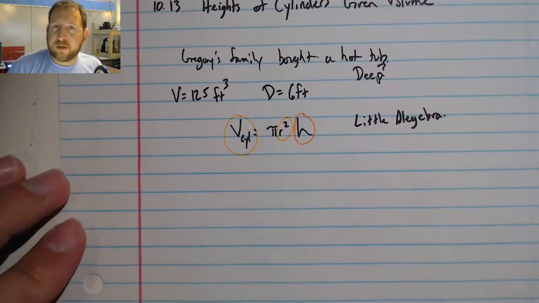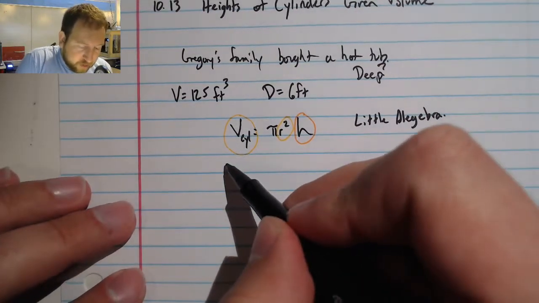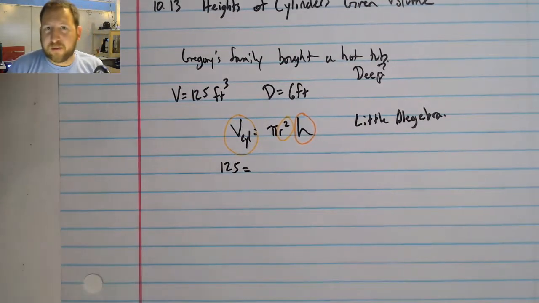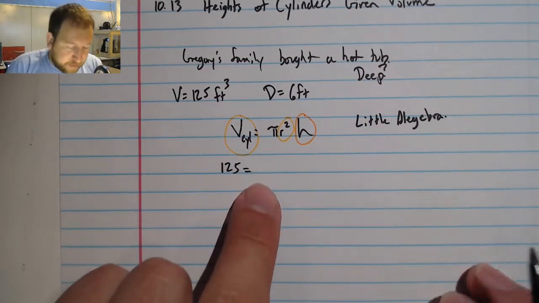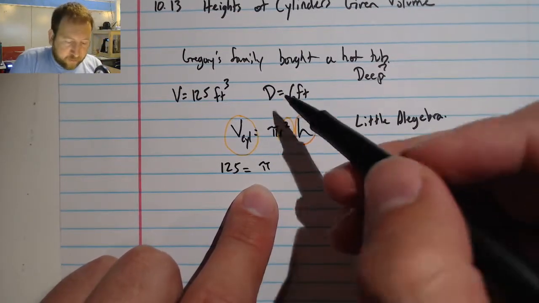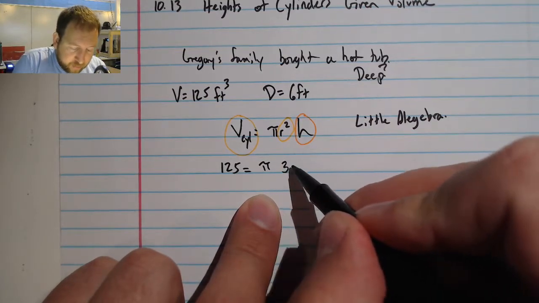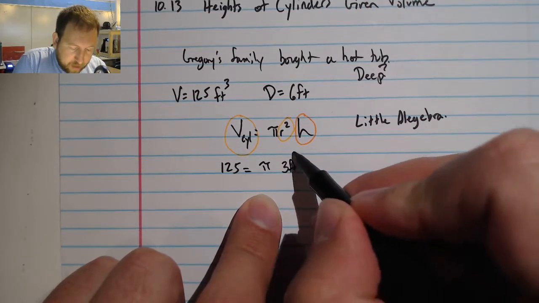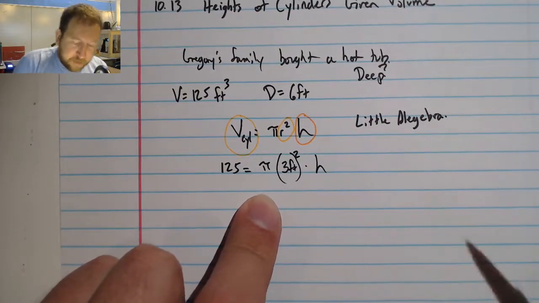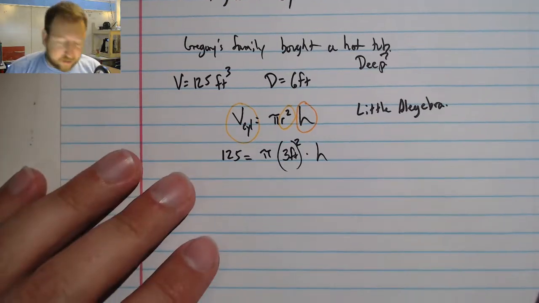Let's plug in our numbers and see if we can figure out what it would be in this case. So our volume we know is 125. I could put cubic feet, but as long as when I'm doing my math, I leave out my units. I know pi, and I know my radius squared. My diameter is 6 feet, which means my radius is 3 feet. And I'm going to square my radius and multiply it by my height. And now I can solve using my normal algebra skills.